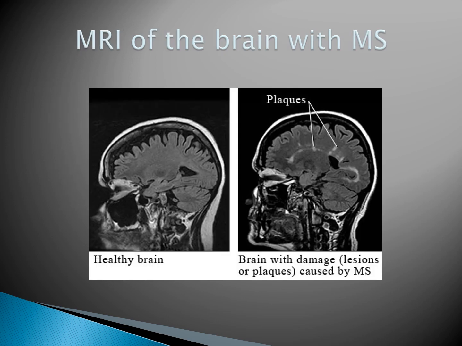So you can see here that there's an MRI of the brain where on the left would be a healthy brain, on the right you could see that there's some plaque buildup. So those really bright white spots would be the lesions or plaque buildup on the brain, which is a result of the inflammation and the destruction of the myelin sheath, which causes scarring, and that is highlighted by those white spots on the MRI.